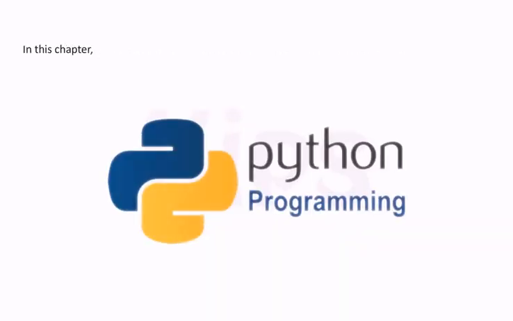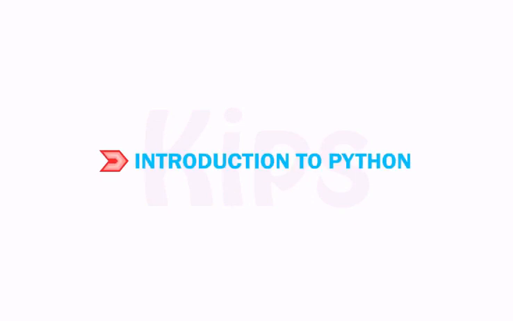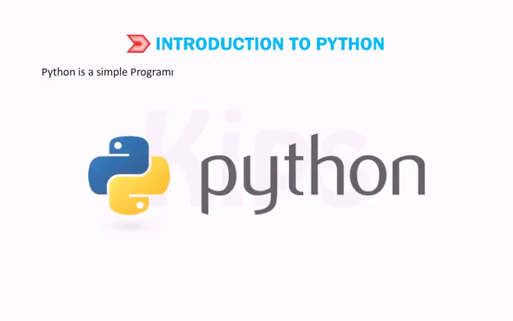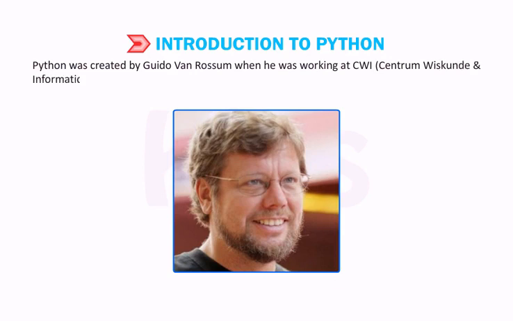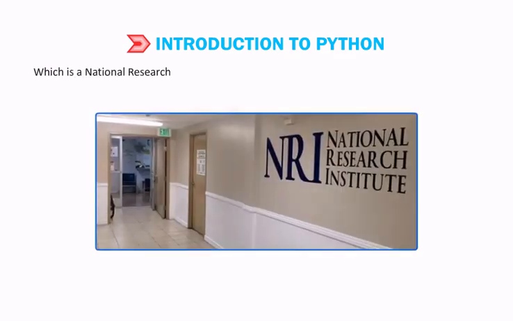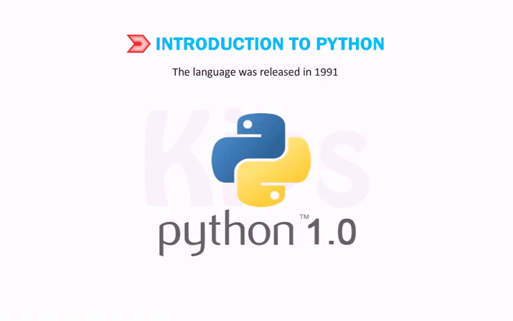In this chapter, we will learn the basics of Python programming language, which is one of the most powerful, high-level programming languages. First, let me introduce you to Python. Python is a simple programming language used to write codes for the computer programs. Python was created by Guido van Rossum when he was working at CWI, Centrum Wiskunde and Informatica, which is a national research institute for mathematics and computer science in Netherlands. The language was released in 1991.